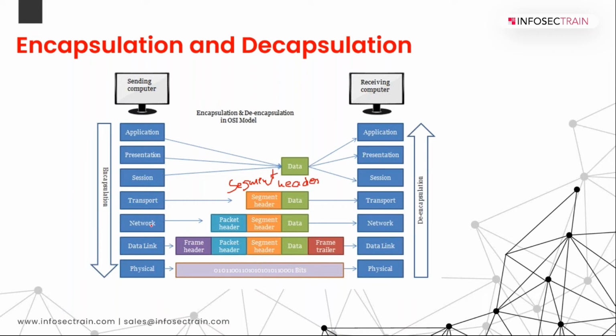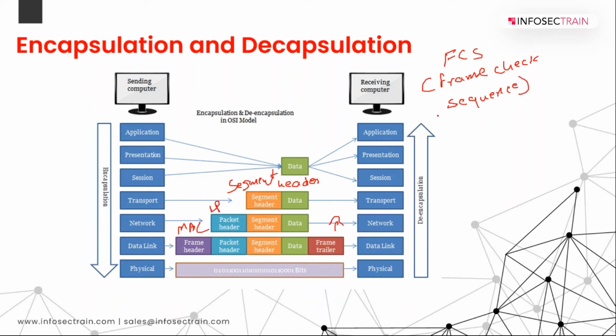Then what happens at your network layer? The packet header is added, like your IP addresses, your source IP and destination IP. Then at the data link layer, the frame header is added, which is your MAC address, right? One more thing is added at the data link layer, which is the frame trailer. So what is this frame trailer? This is your FCS, which is frame check sequence.